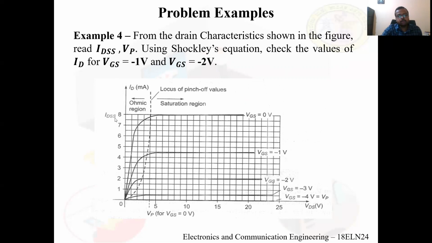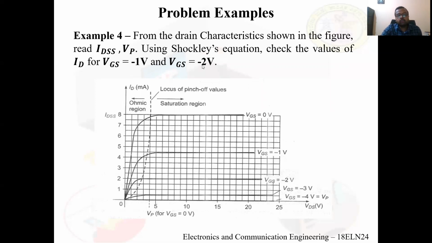Just by looking at this, we know what IDSS is. IDSS is nothing but the maximum drain to source current when VGS is equal to 0 volt. Looking at the graph, this is equal to 8, and the ID current is given in milliamperes, so 8 milliamperes. Also VGS equal to minus 4 volt is equal to VP. So the VP value is minus 4 volts and IDSS is equal to 8 milliamperes.